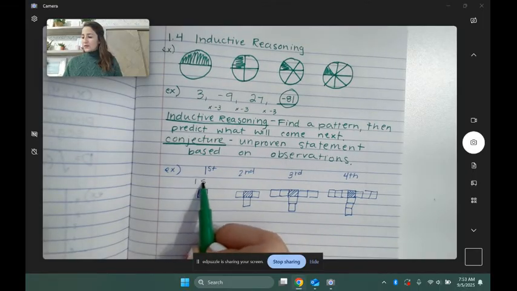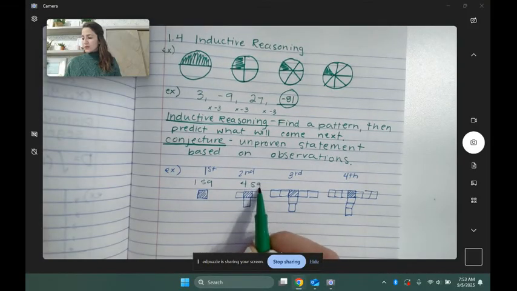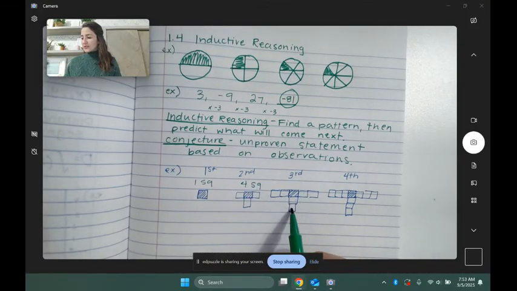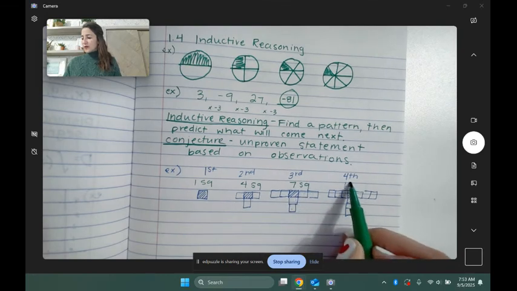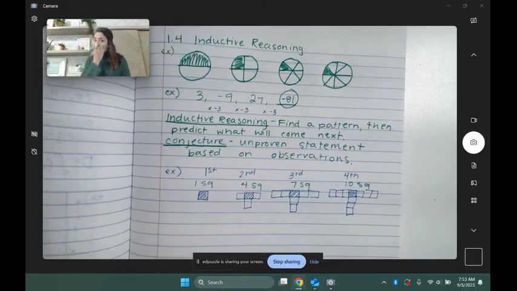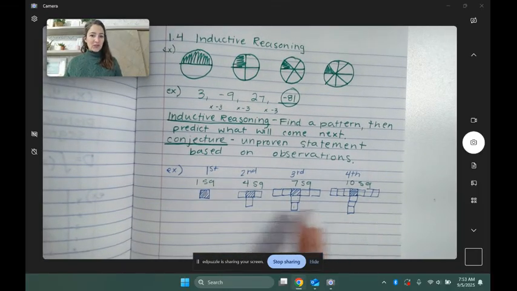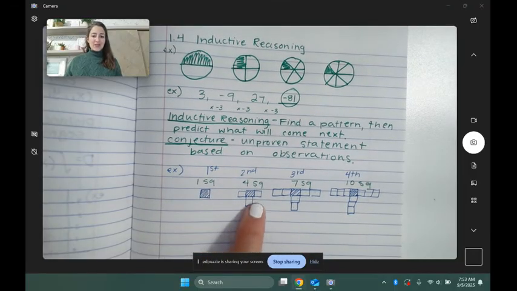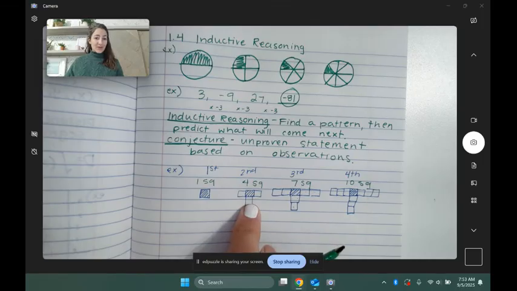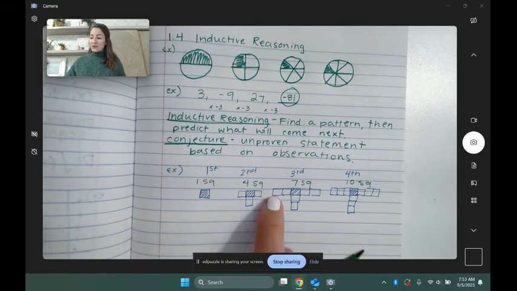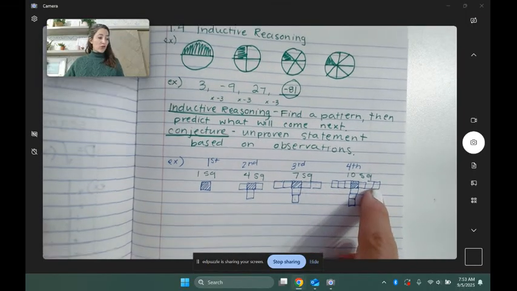Here we have 1 square, 1, 2, 3, 4 squares. 1, 2, 3, 4, 5, 6, 7 squares, 9, 10 squares. So how much is this increasing by each time? Looks like it's 1 plus 3. It added 3, 1 square to each of these 3 sides. And then it added another 3. And then it added another 3.